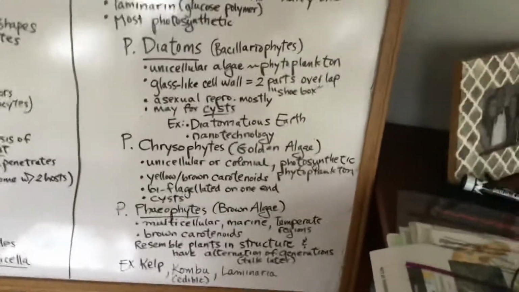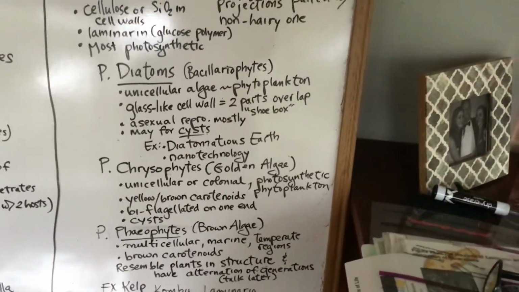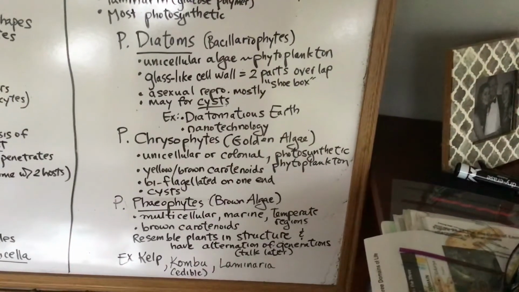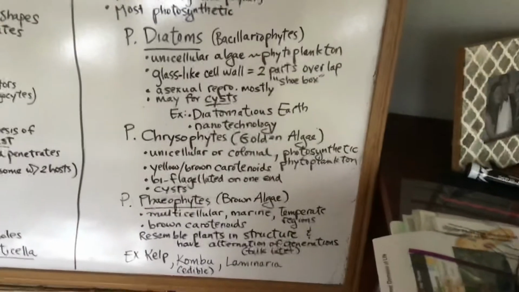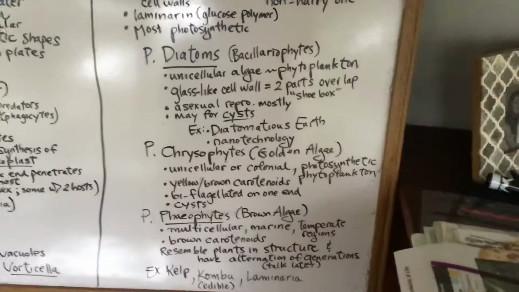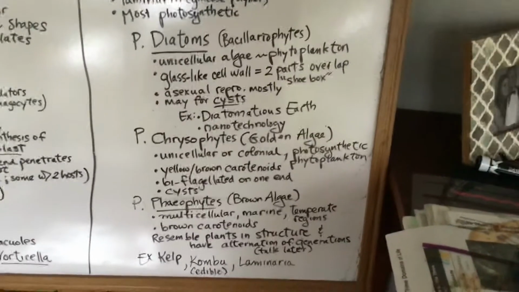Okay, another phylum is Chrysophyta, which is golden algae. These are unicellular or colonial. They're photosynthetic and phytoplankton as well. And they have yellow and brown carotenoids. They are biflagellated on one end, and they can also form cysts. And the last phylum in this group is phaeophytes.